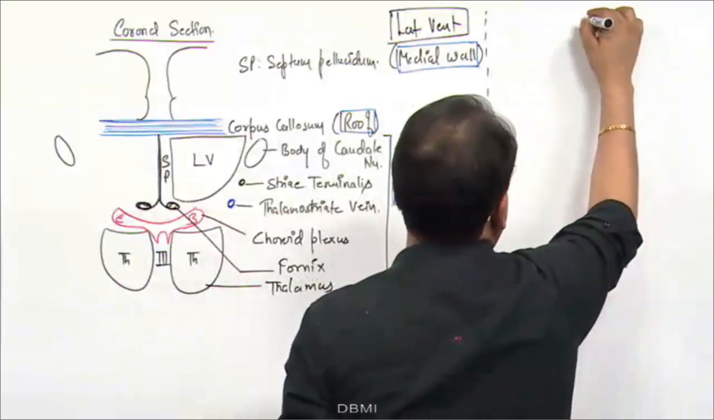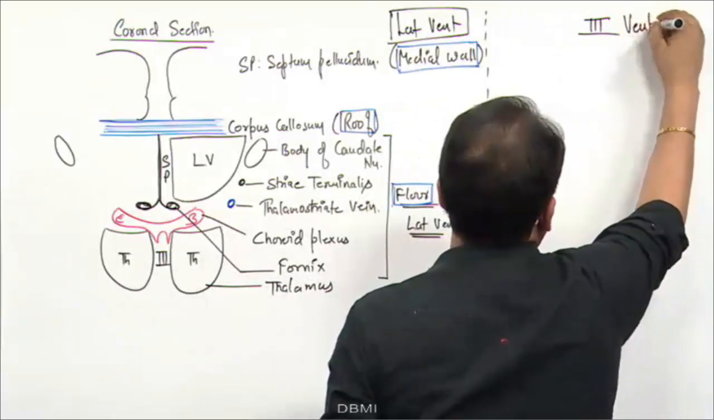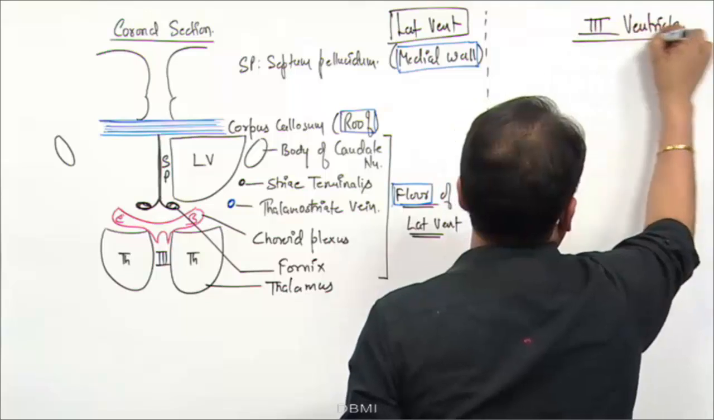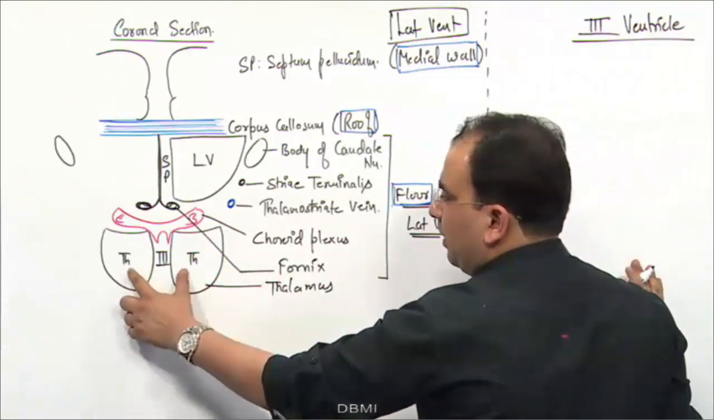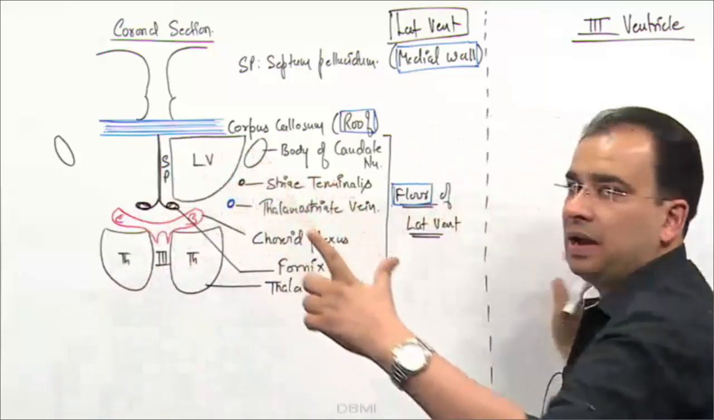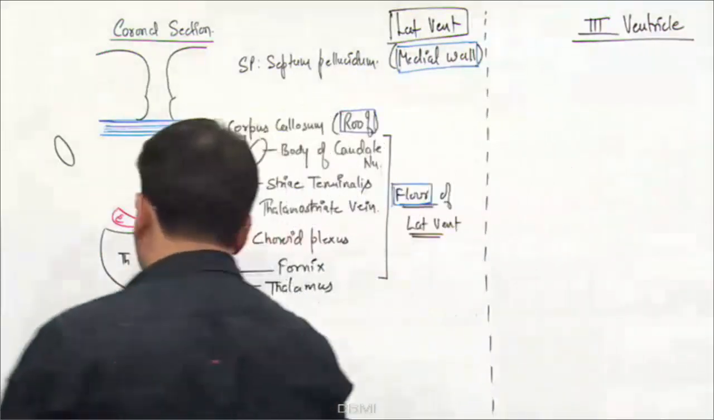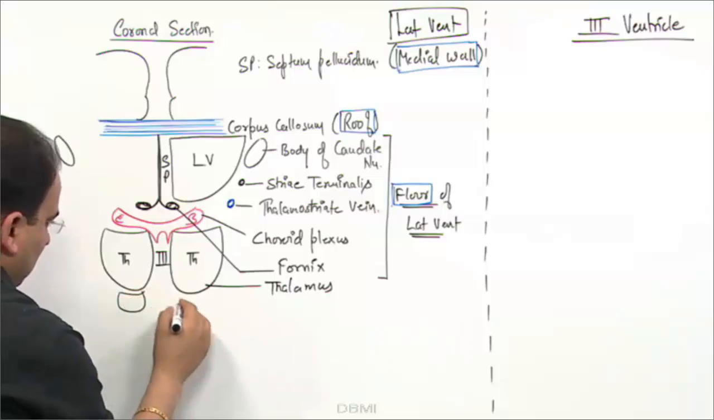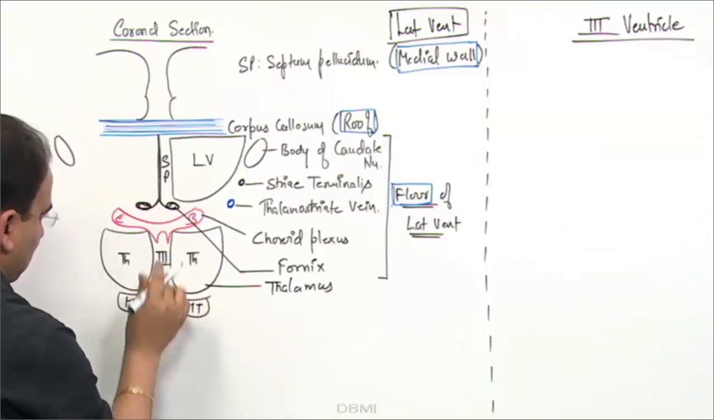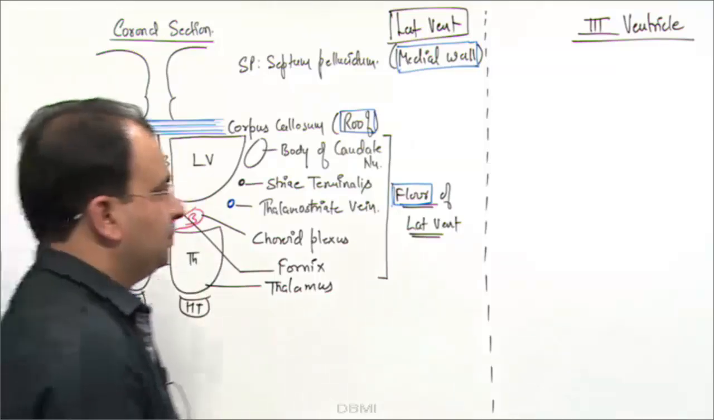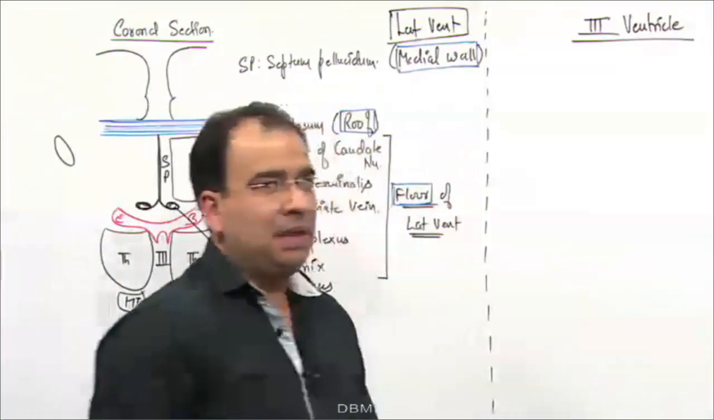Whereas for the third ventricle, what we can already see from this is that the lateral wall of the third ventricle is formed by the thalamus and the lower part by the hypothalamus. So thalamus and hypothalamus, if I draw hypothalamus here, they will make the lateral wall of the third ventricle. But the main thing is about the floor.